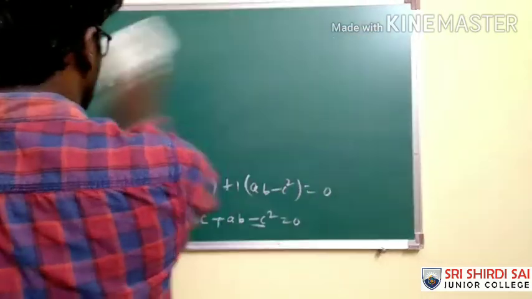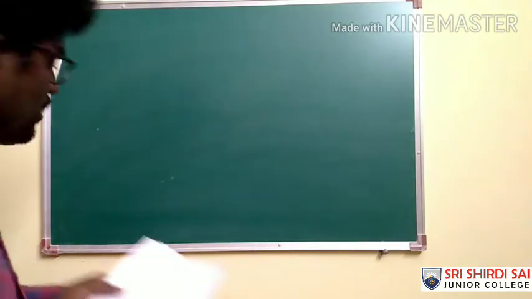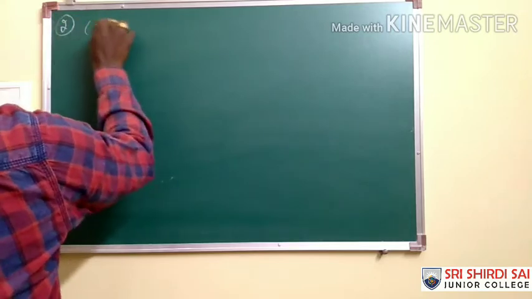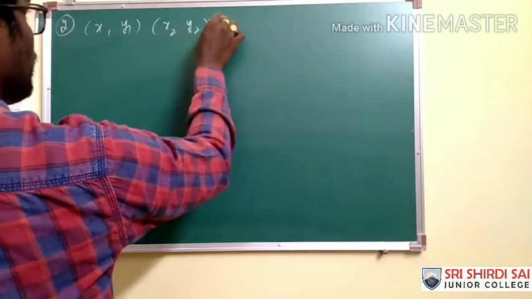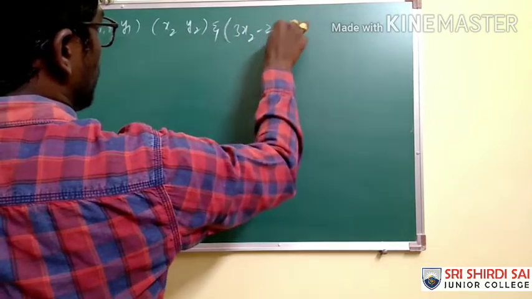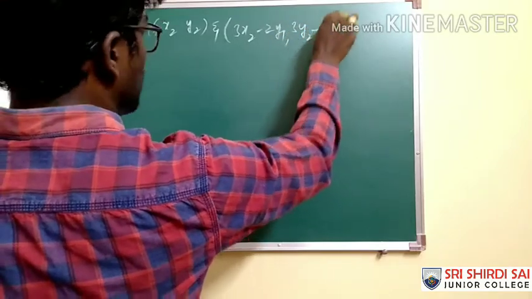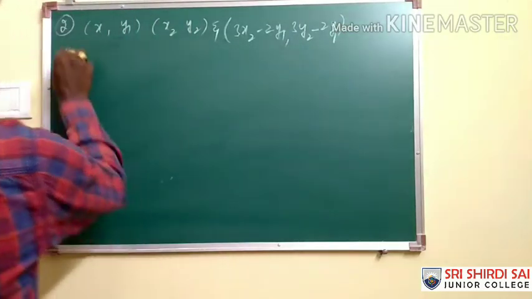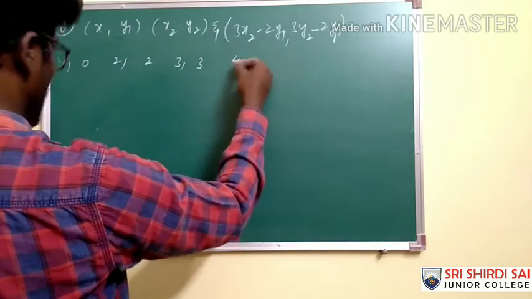Area of the triangle. Please note. Area of the triangle formed by x1 y1, x2 y2, and 3x2 minus 2y1, comma 3y2 minus 2y1. Option 1 0, option 2 2, option 3 3, option 4 6.